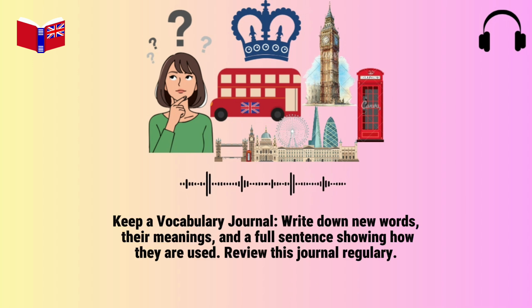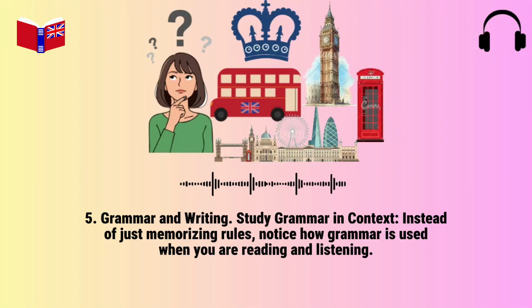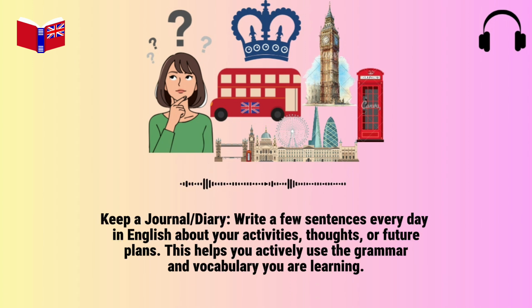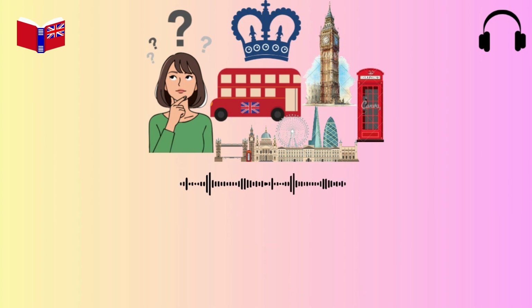Keep a vocabulary journal. Write down new words, their meanings, and a full sentence showing how they are used. Review this journal regularly. 5. Grammar and writing. Study grammar in context. Instead of just memorizing rules, notice how grammar is used when you are reading and listening. Keep a journal or diary. Write a few sentences every day in English about your activities, thoughts, or future plans. This helps you actively use the grammar and vocabulary you are learning.